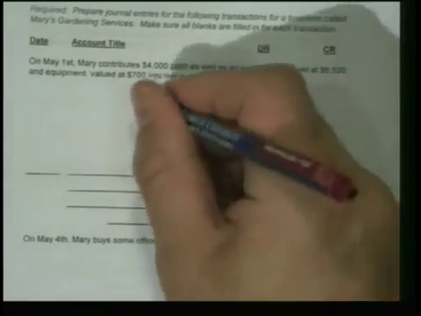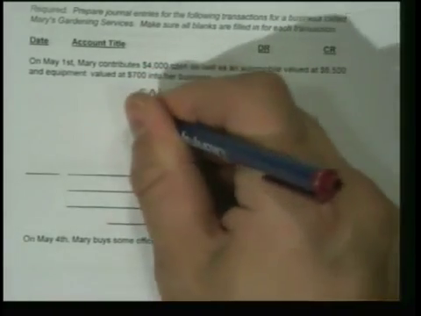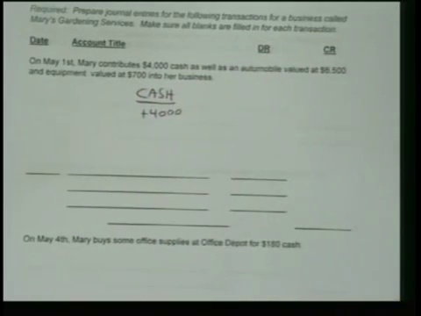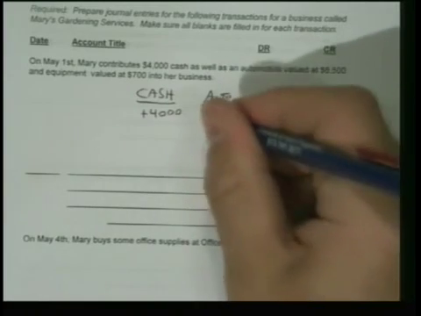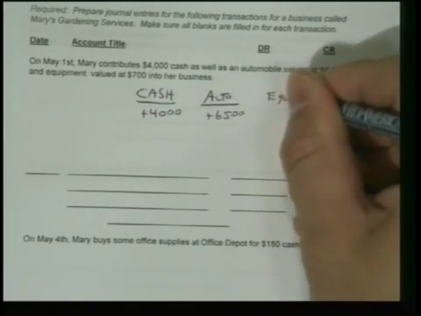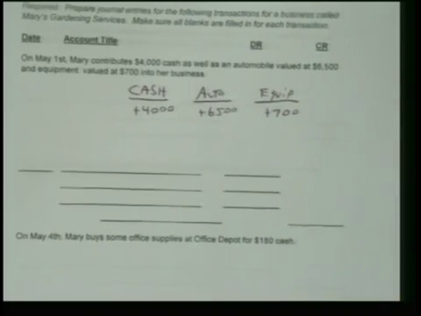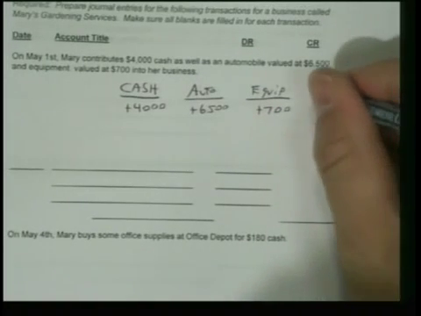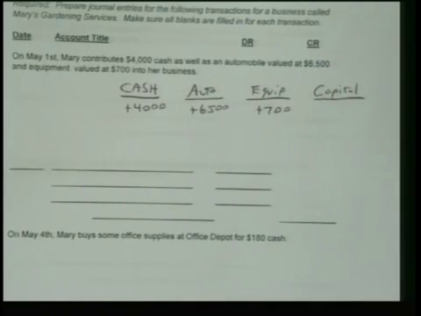If this were the chapter 1 way, what I would say is this. Cash goes up by $4,000. We're going to set up an account called automobile. That goes up by $6,500. And then we have another account called equipment that goes up by $700. And then what else is affected here, folks? Capital. Yeah. And we're going to just say capital, which is part of owner's equity. This is one of those situations that increases owner's equity or capital, right? So capital goes up by, what is that, 11.2?